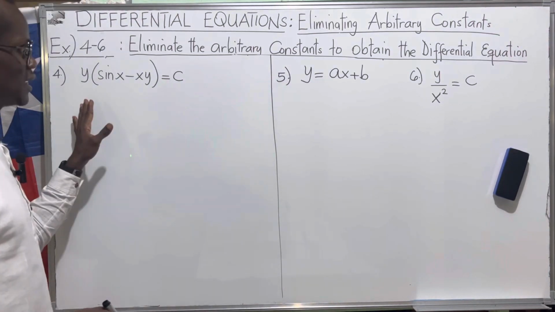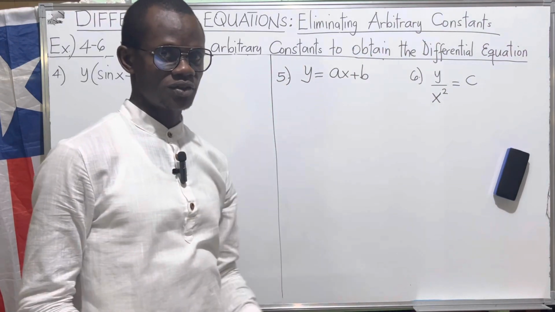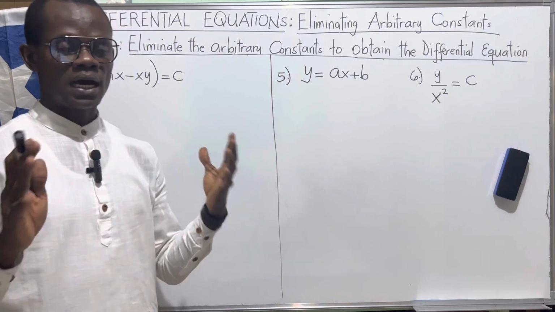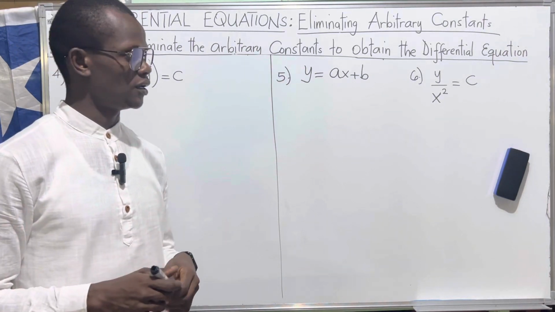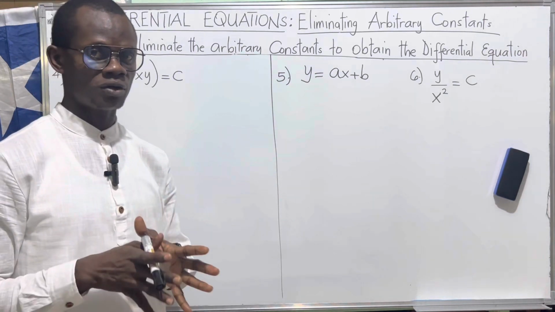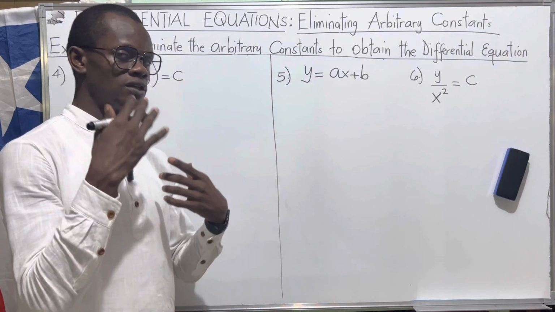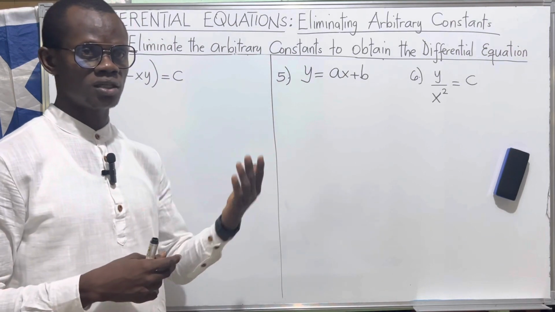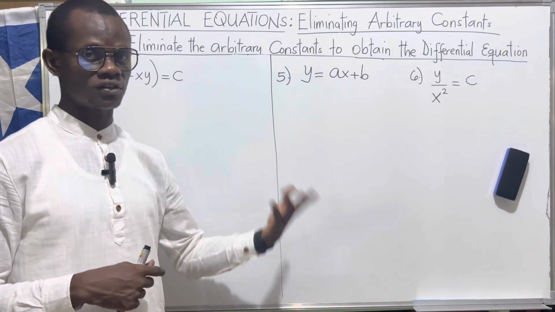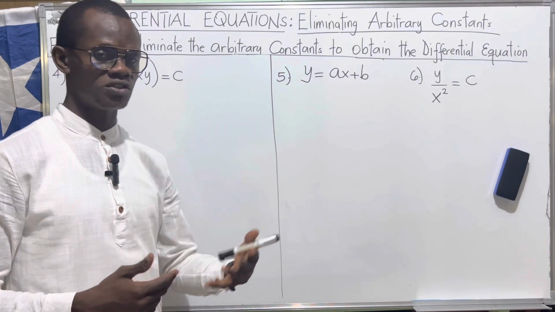Now, the problem says we must eliminate the arbitrary constants to obtain the differential equation. To do that, we must first observe how many constants we have. If we have one constant, the differential equation will be a first order differential equation. That is, we must differentiate once. If we have two constants, we must differentiate twice, because the differential equation will be a second order differential equation. So the number of constants determines the number of times you have to differentiate.